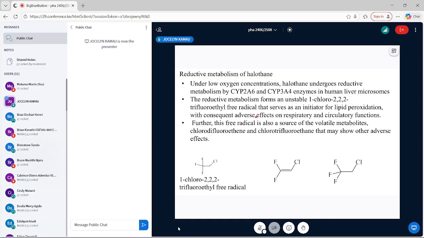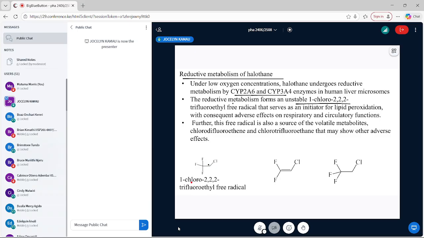Halothane also undergoes another metabolic process, which we call the reductive metabolism of halothane. The other one was oxidation. It can also undergo a reductive metabolic process. This will happen when you have low oxygen levels. So under low oxygen concentration, halothane undergoes reductive metabolism, again catalyzed by cytochrome P450 enzymes in human liver microsomes. The reductive metabolism forms an unstable 1-chloro-2,2,2-trifluoroethyl free radical.